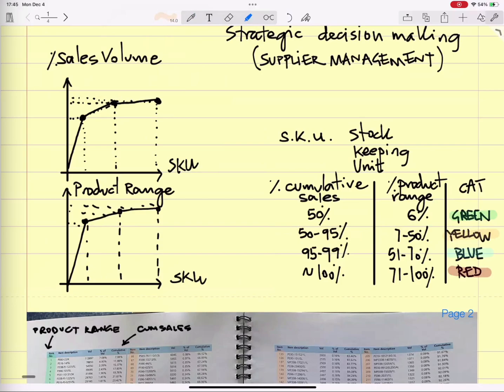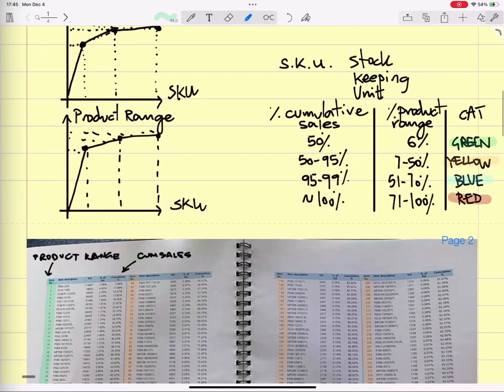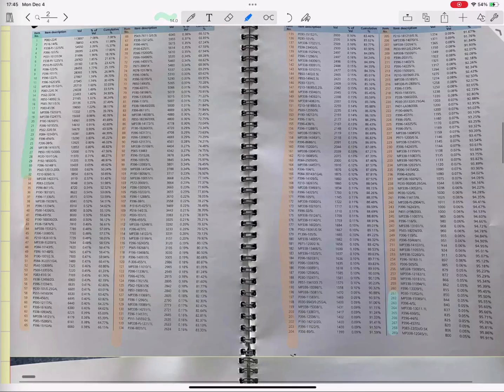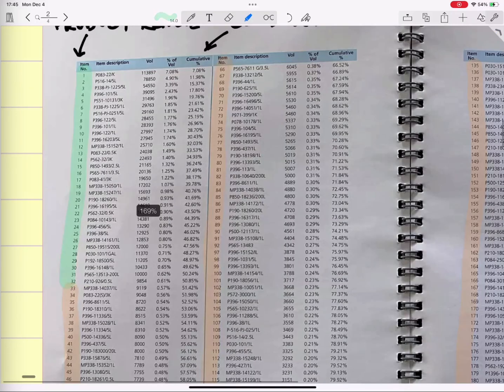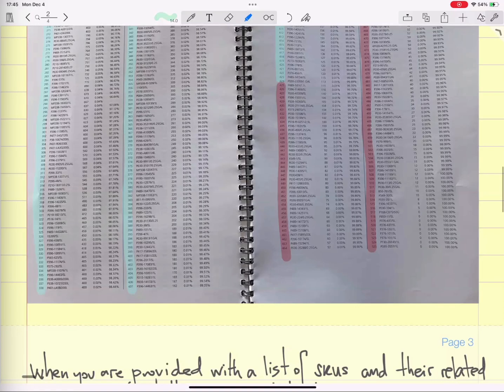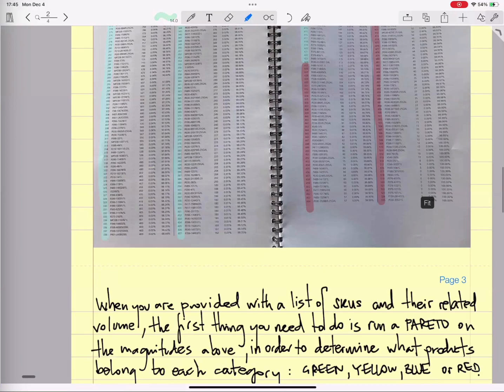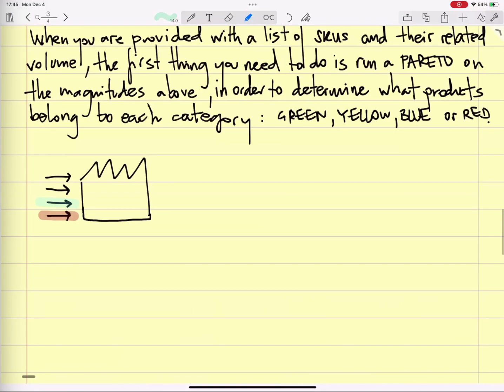But the green ones represent only 6% of your product range and 50% of your cumulative sales. So you see here with only the green ones, 32 SKUs represent 50% of your volume, and you have 500 and something SKUs, right? So this is something that you need to take into consideration strategically, not just from a perspective of Pareto. You need to treat them differently. Okay? Does it make sense?